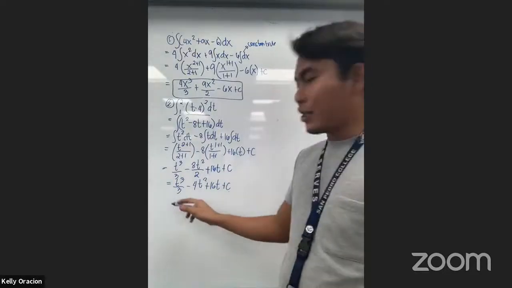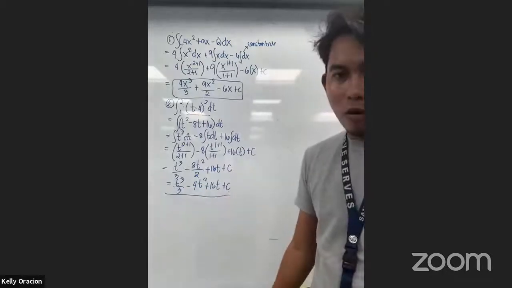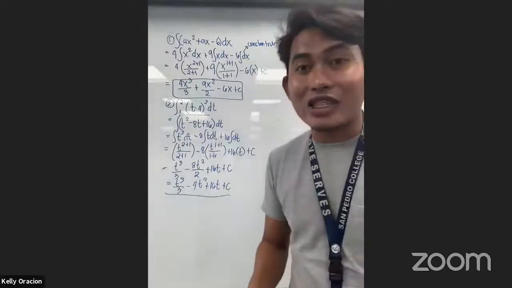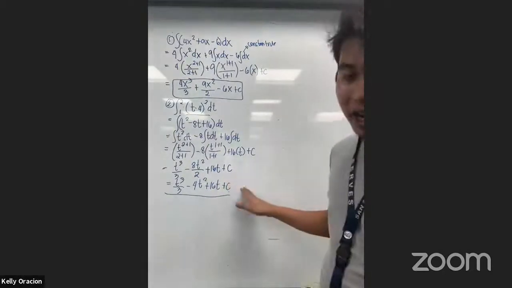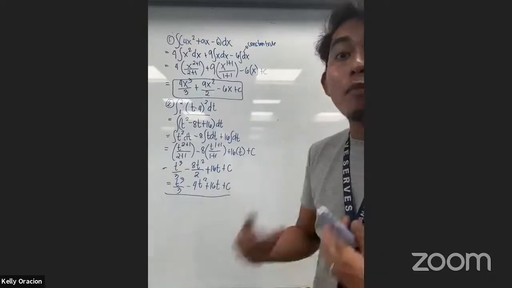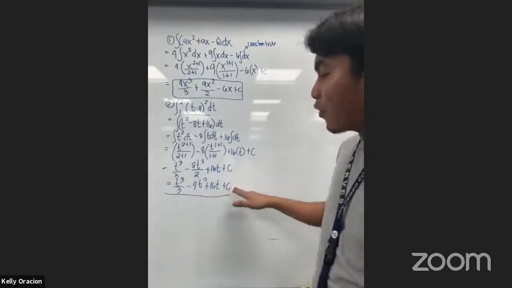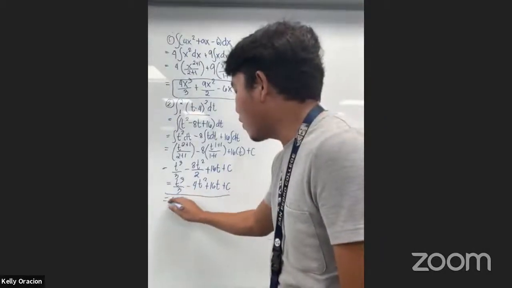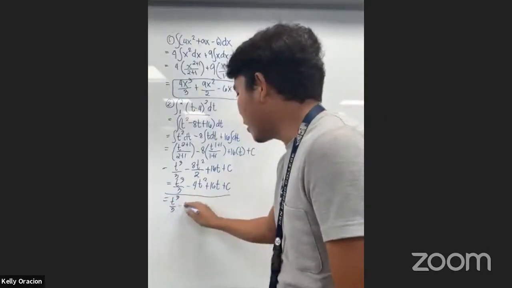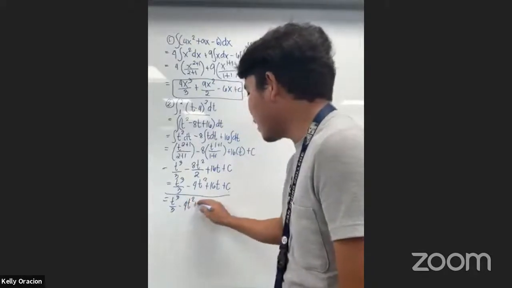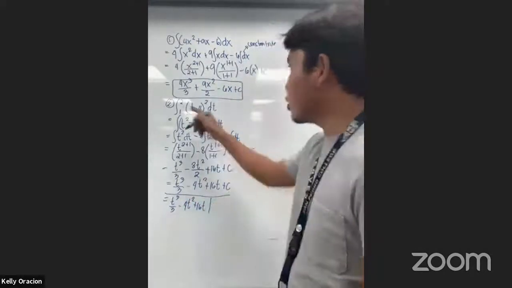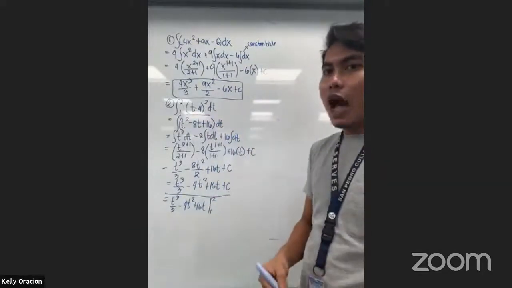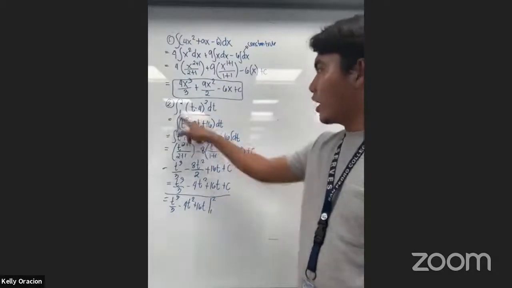So, this is now your answer. Okay? But this is not yet the final answer, because this is only step 1. After finding the antiderivative, you have t cubed over 3 minus 4t squared plus 16t, in which the upper limit is 2 and the lower limit is 1. Again, the upper limit is 2, the lower limit is 1.